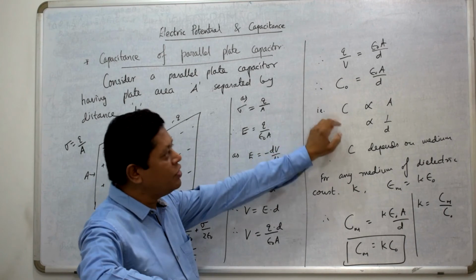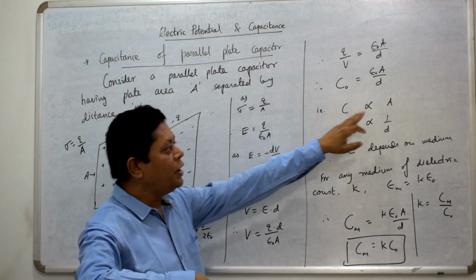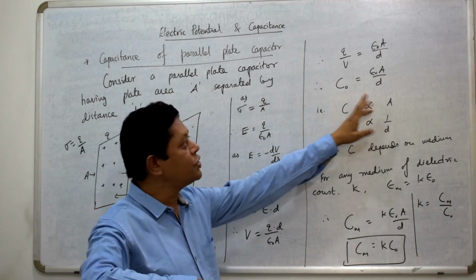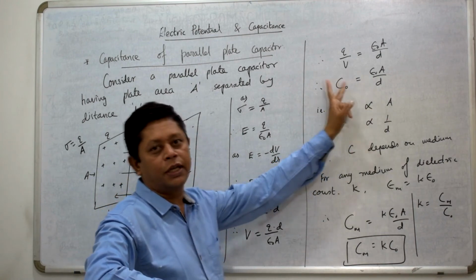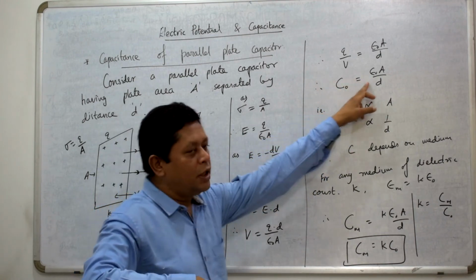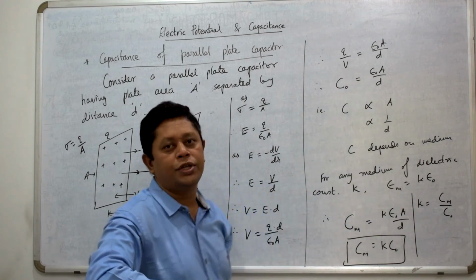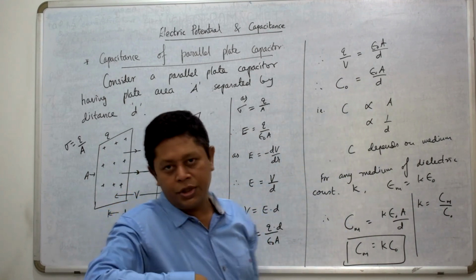Again, it depends on which factors, that is, if area of the plate increases, capacitance of capacitor increases. If separation between the plates increases, then the capacitance decreases. And if medium changes, then also capacitance changes.